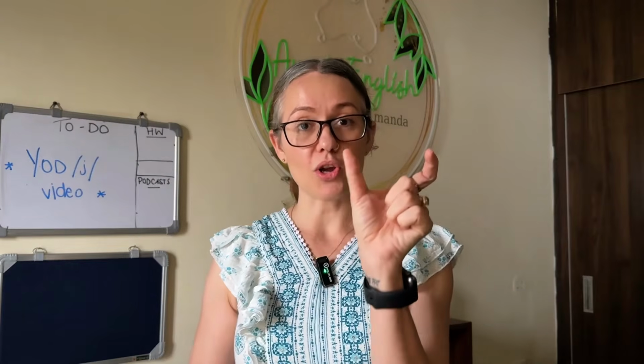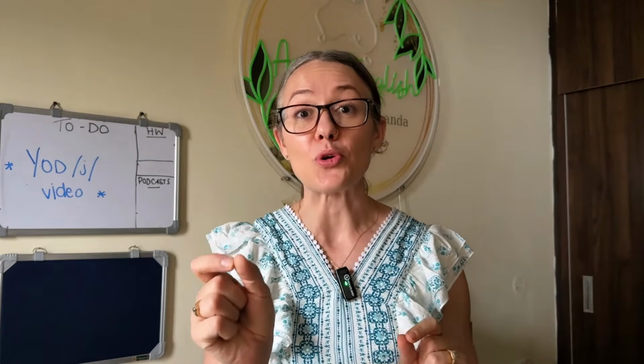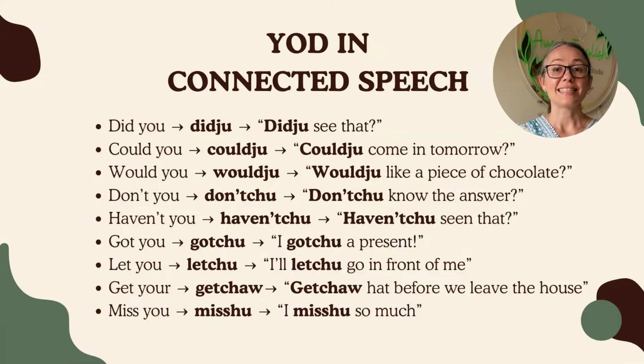What I mean by word boundaries is when the first word ends in a certain sound and the next word starts with that yod u sound, it can blend. Let's look at some examples. Did you can become did you. Did you see that? Did you see that?